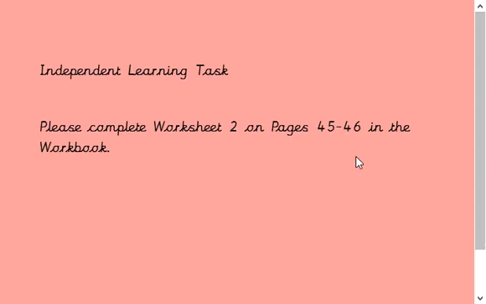Okay, it's time now for your independent learning task this morning. And using what you've learnt so far this morning, could you please complete worksheet 2 on pages 45 and 46 in the workbook? Press pause while you are working and press play when you have completed the task and are ready to move on.